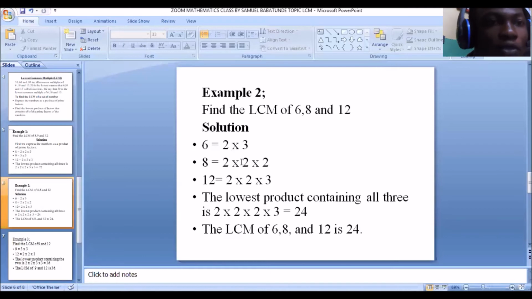You understand? Because we're having just 3 here and we're having 3 here, it's common in the 2. You just pick one. But maybe we have another times 3 here and it is not here. We just pick it. So the lowest product containing all the 3 is what?